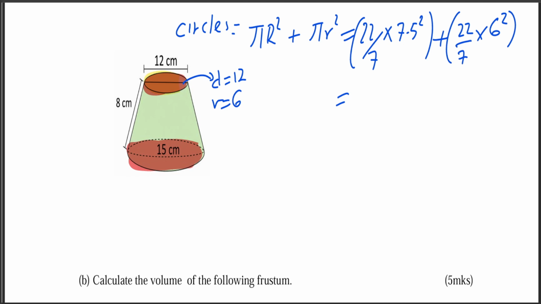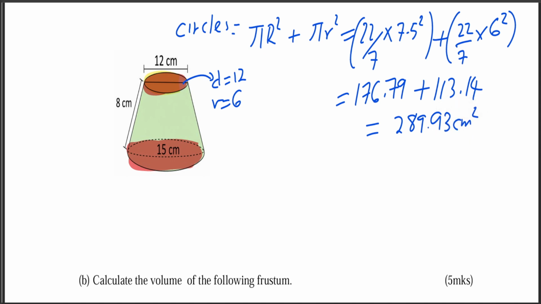22/7, if you multiply by 7.5 squared, is going to give you 176.79 plus 22/7 times 6 squared is going to give you 113.14. So add this together plus 176.79 is going to give you 289.93 centimeter square. So that is the answer for the first part.